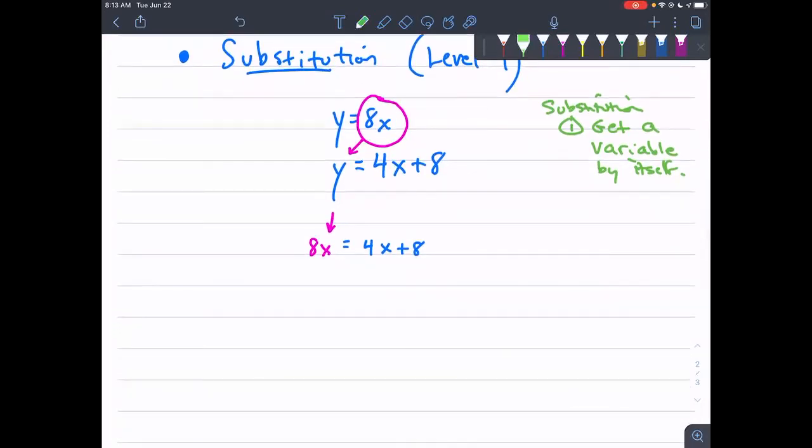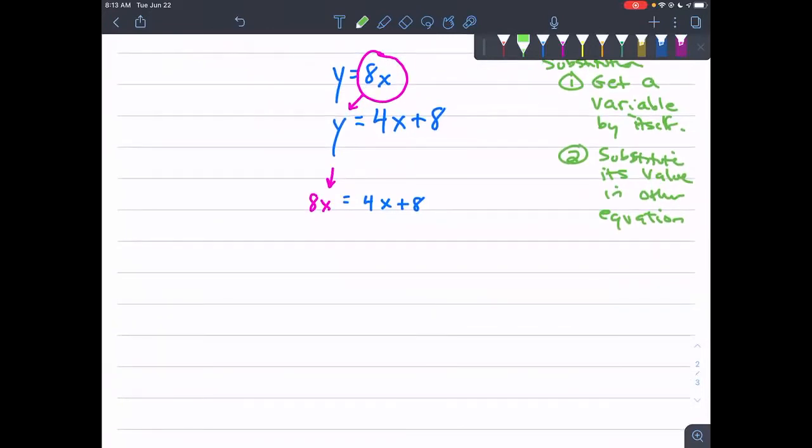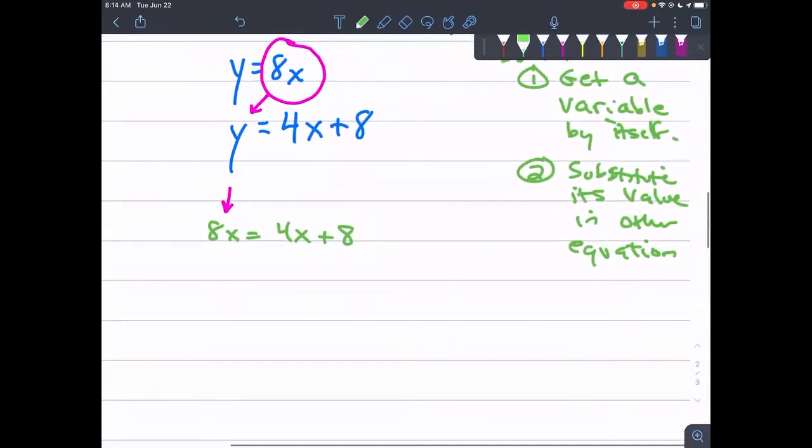So get a variable by itself, and then the second thing, substitute its value in the other equation. Y is equal to 8x, so we take the 8x, which is its value, and we substitute it in the other equation. Maybe I'll do this a different color. Okay, so substitute its value in the other equation. 8x equals 4x plus 8.